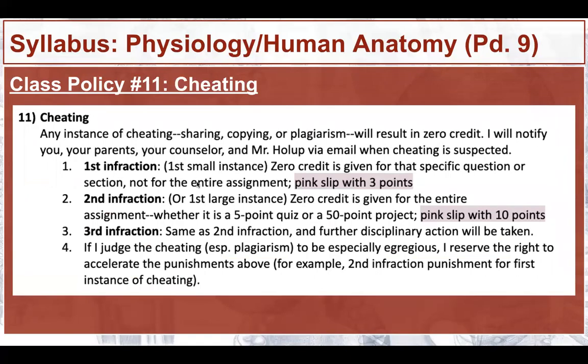Cheating, this has a lot to do with the online stuff, but it includes everything in school too. If I notice that you have copied or cheated on any given question of any given assignment, you will receive 0 credit for that part of the assignment, and you will get a pink slip worth 3 points. If it happens again, then you get 0 credit for the whole assignment, regardless of if it's one question within 50 questions, doesn't matter. It's the second time, and I'm not playing that. So you get a pink slip, 10 points, no credit for the whole thing.